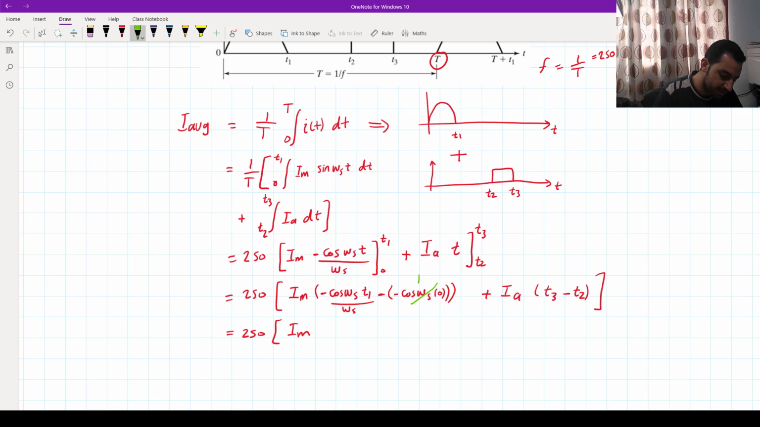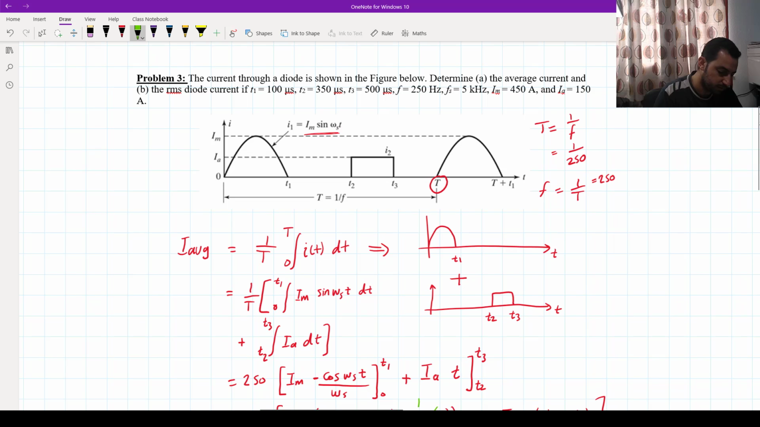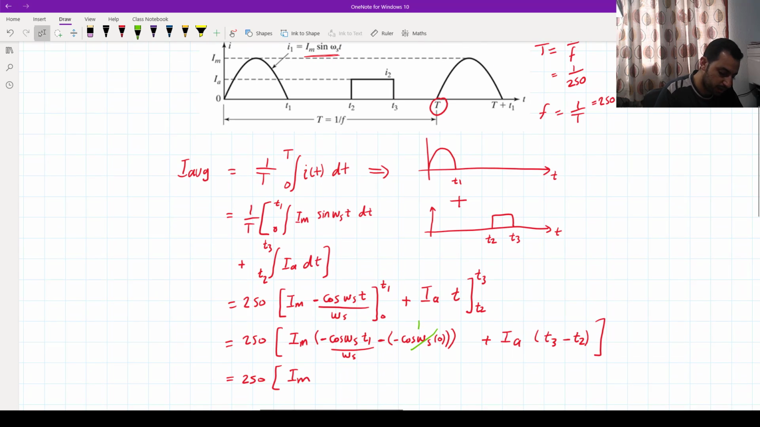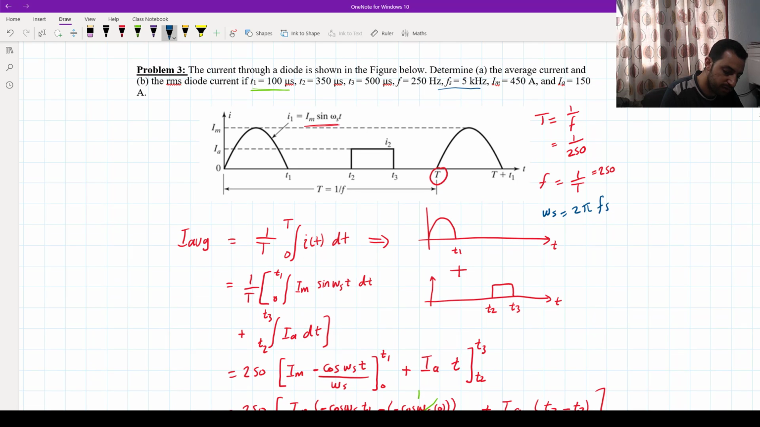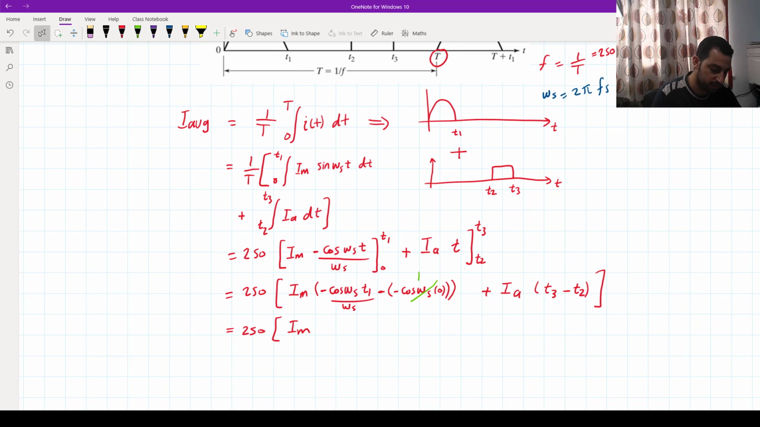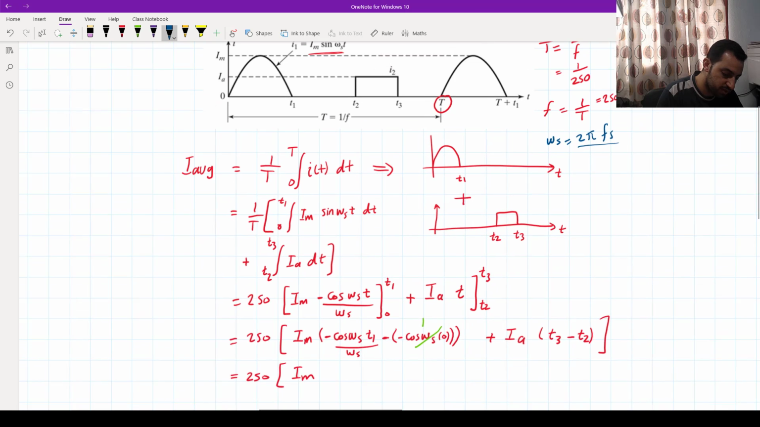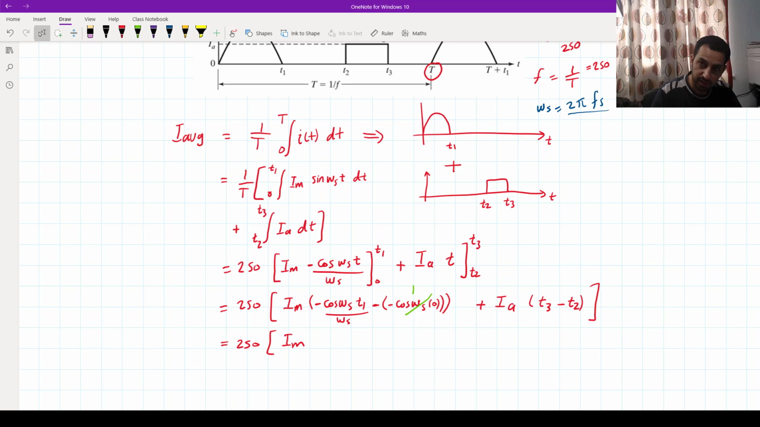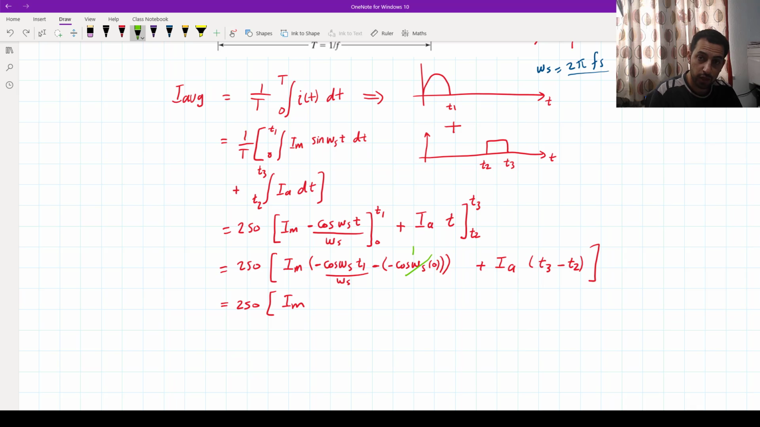But what about cosine omega s t1 divided by omega s? We can take the numbers from up here. T1 is 100 micro, and omega s, by the way, equals 2 pi fs, and we have fs here to be 5 kilohertz. So we can calculate that. I want you to spend just 1 minute to calculate cosine of omega s times t1, which is 100 micro, and after getting the cosine, divide by omega s and see what the value is. I think you will agree with me that if you calculate cosine omega s t1 alone, you will find the value is just 1. I want you to be careful about the signs because we have lots of signs here.